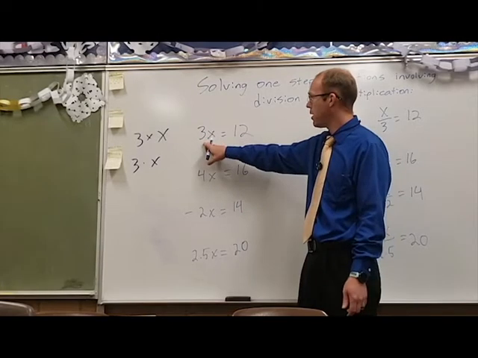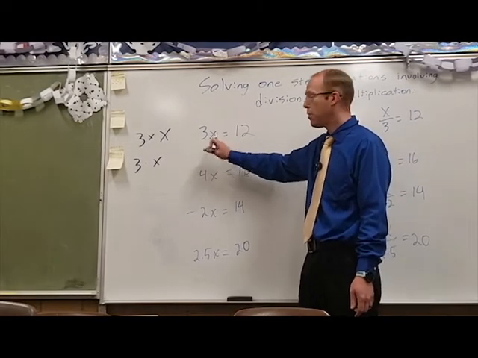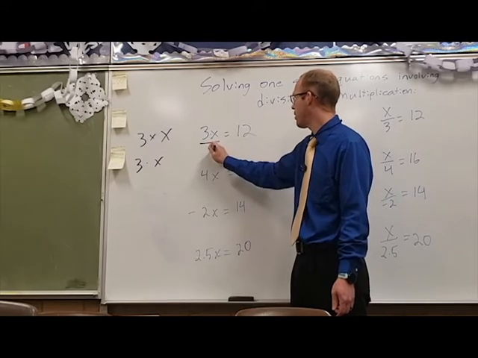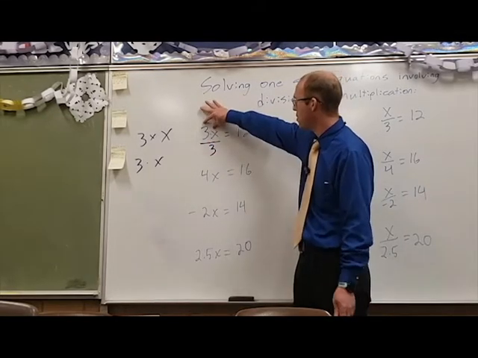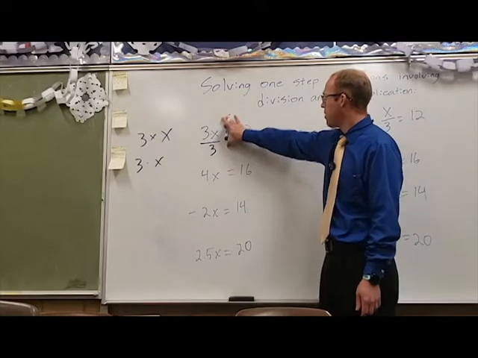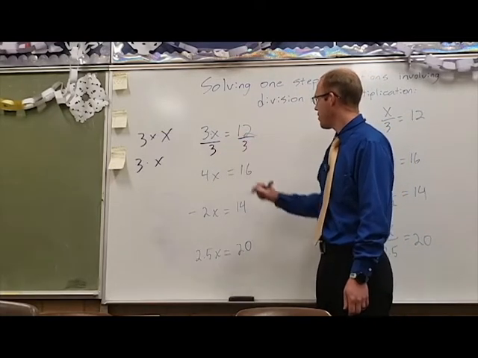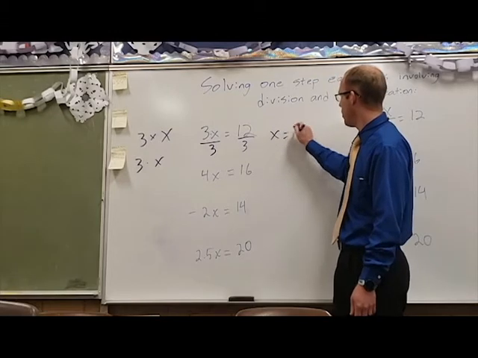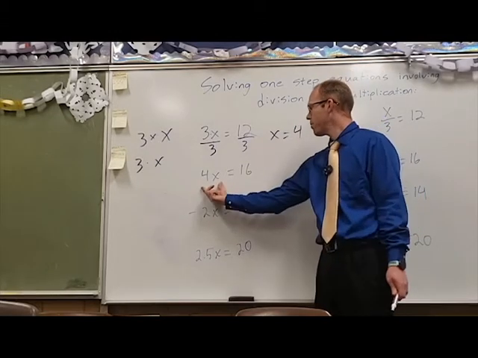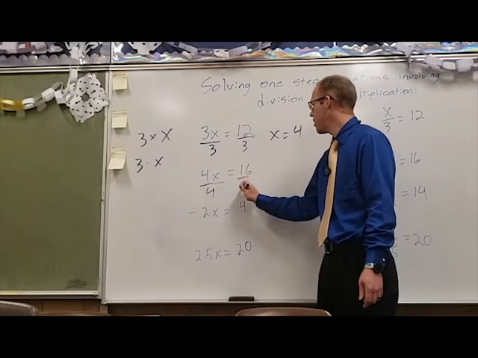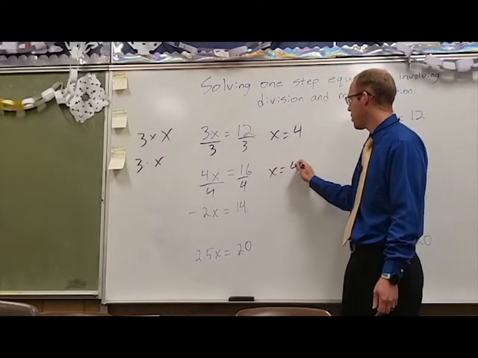If you ever see a number right next to a variable, it means multiplication. Now if we're multiplying something by 3 and we want to undo that, we're going to choose division to undo that multiplication there, and we're going to divide it by the same thing we just multiplied it by. In order to keep our equations balanced, whatever we do to one side, we need to make sure we do it to the other side, and we get x equals 4. We're multiplying by 4 in this one, so let's divide by 4. And again, we get x equals 4.